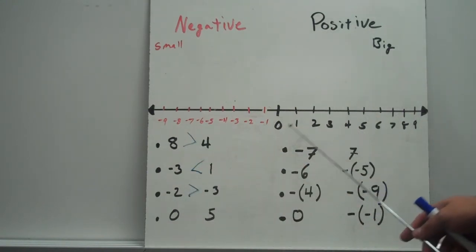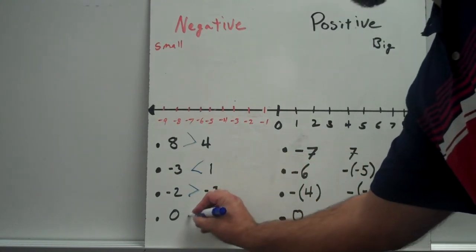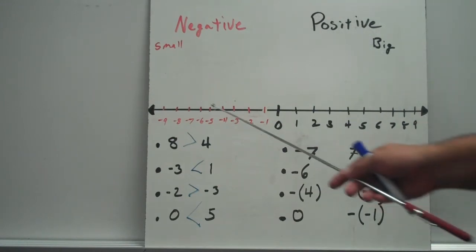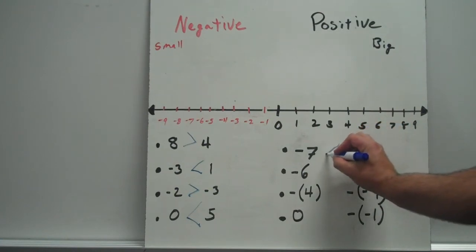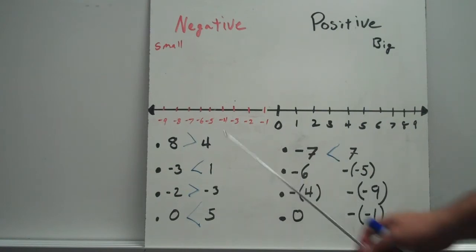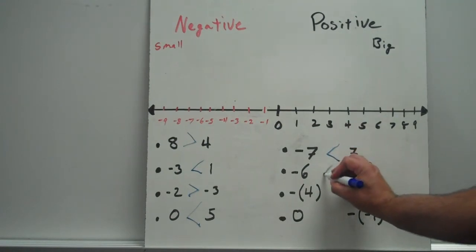When we're comparing 5 and 0, here's 0, here's +5. 5 is obviously a larger quantity than 0. When we're comparing -7 and 7, +7 is further right on the number line, so it is larger than -7. So now we need to compare -6 and the opposite of -5. Well, the opposite of -5 is +5, and we know that positive numbers are larger than negative numbers.